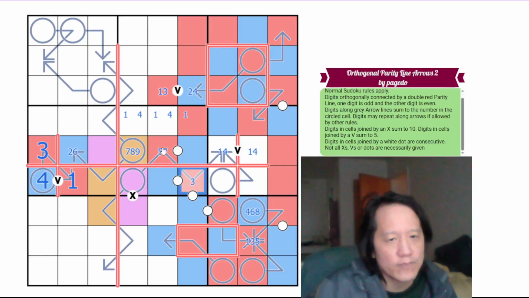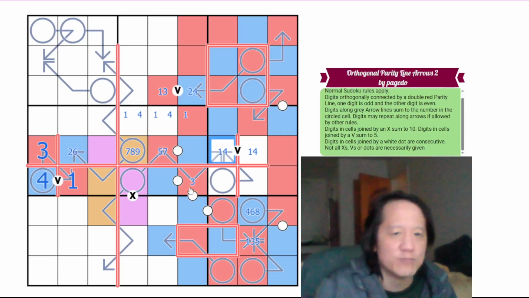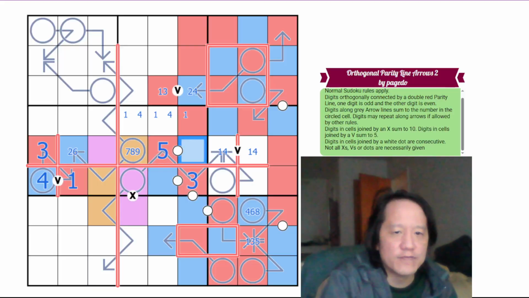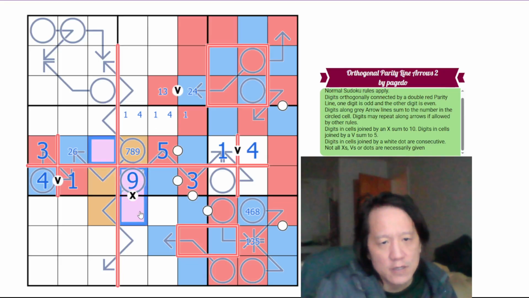So this is at minimum 5. This is at minimum 1. Since these are all minimums of 1, 3, and 5, that adds up to 9, which is the maximum this could be. So this has to be 5, 3, and 1, which makes this 4. That means this is 9. So pinks are red. Oranges are blue.